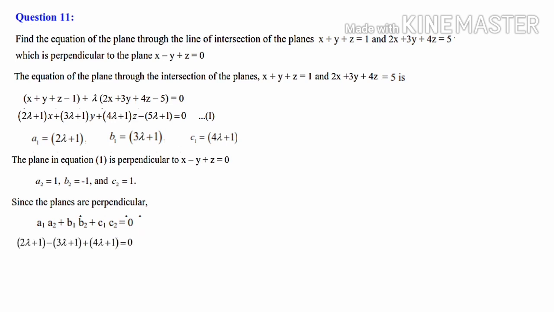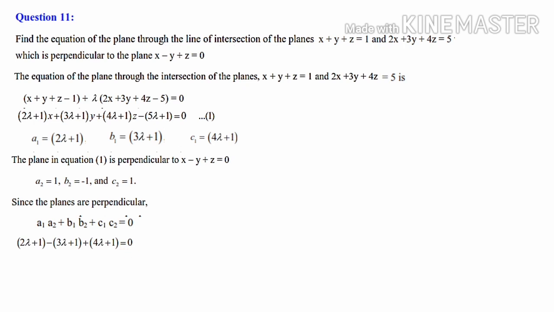Let's substitute it. For a1 a2 we have 2 lambda plus 1 and 1, so 1 into 2 lambda plus 1, that is 2 lambda plus 1. b1 b2 is here minus 1 into 3 lambda plus 1, that is minus 3 lambda plus 1. c1 c2 is 1 into 4 lambda plus 1, that is 4 lambda plus 1, equal to 0.